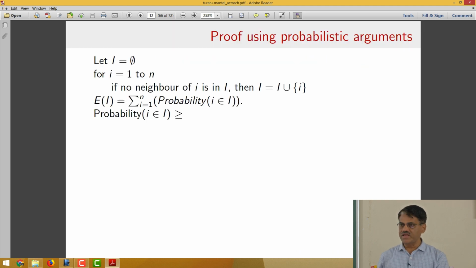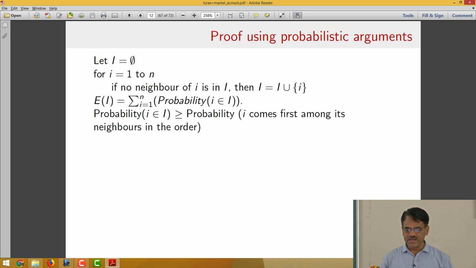Probability that vertex i is in the independent set is clearly related to the following: if you look at i and its neighbors, in the ordering of the vertices, there are all possible orderings. If you look at a vertex in that ordering, among itself and its neighbors, if this is the first vertex, it will definitely be in. Right? So that probability is at least the probability that i comes first among its neighbors in the order. What is the probability that i comes first?